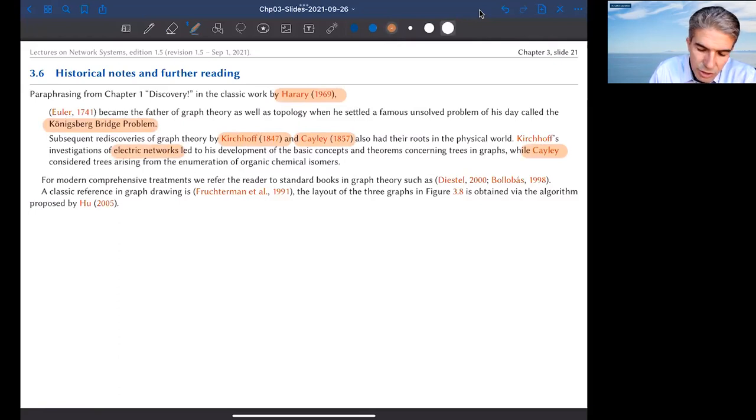All right, so there are by now many standard books in graph theory. Here I mentioned two, but there are truly plenty. Beautiful subject, very elegant.